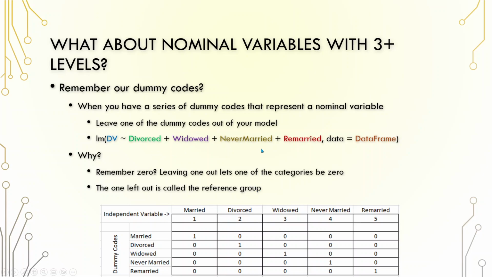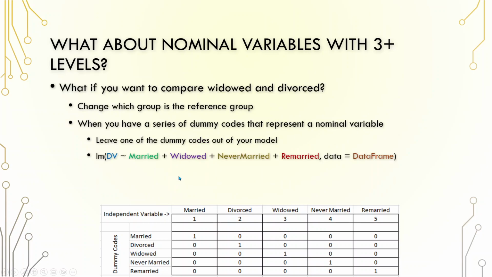But sometimes maybe after running that, you're like, oh, but I really want to compare those who are divorced versus those who are widowed, or something like that. To do that, all you do is change what your reference group is. So before we had the divorced group here, we could take them out and put the married group in. And now the estimate for widowed will compare those who are widowed to those who were divorced, and never married to divorced, and here remarried to divorced.